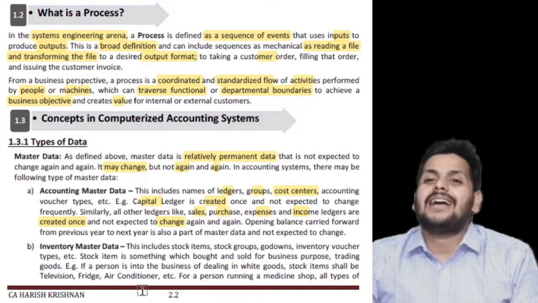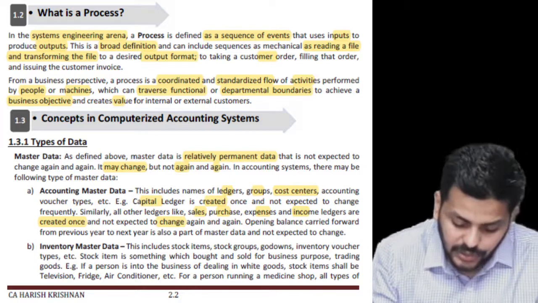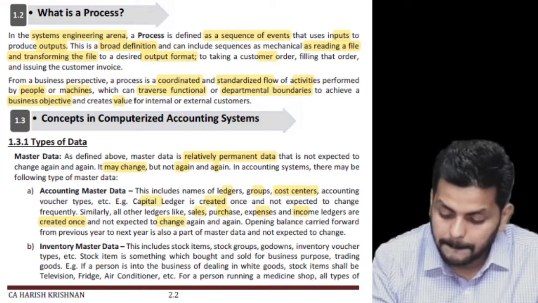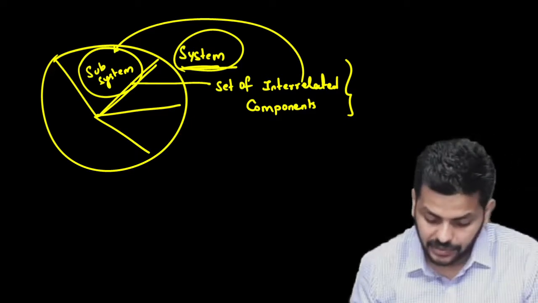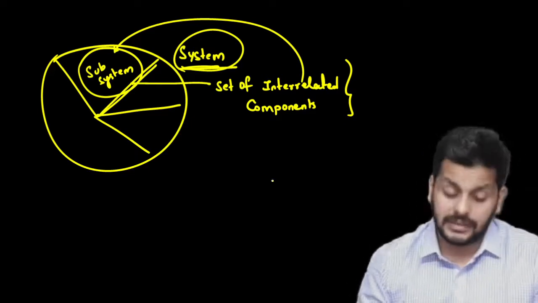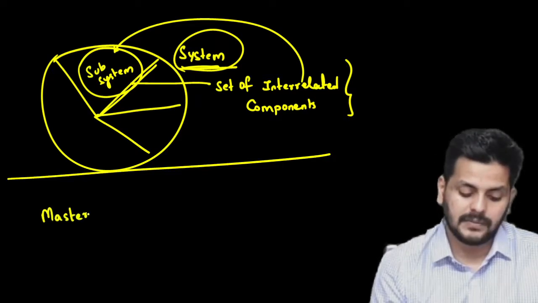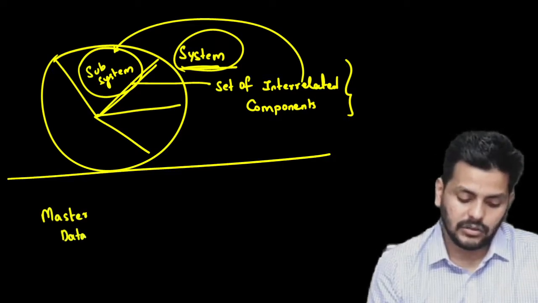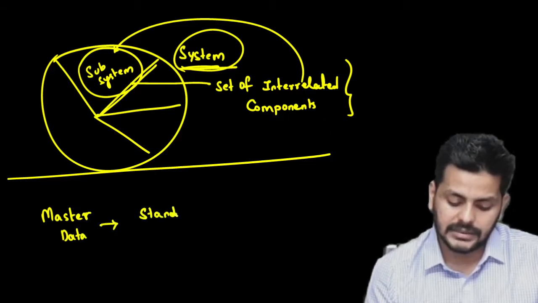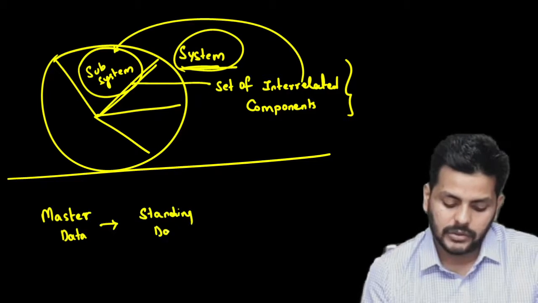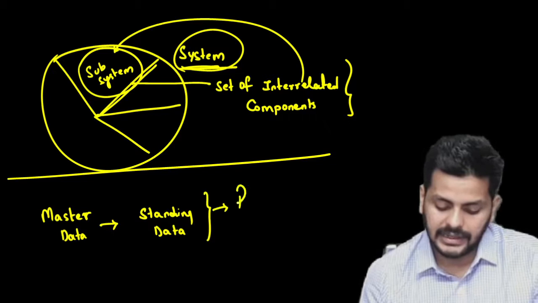Mostly static data. I want to introduce a term here which I want you to write down, because later you will find it coming up in other chapters. So I want you to be thorough now. When you're talking about master data, it can also be known by another name, standing data, which means something that does not change very often, and it is relatively permanent.